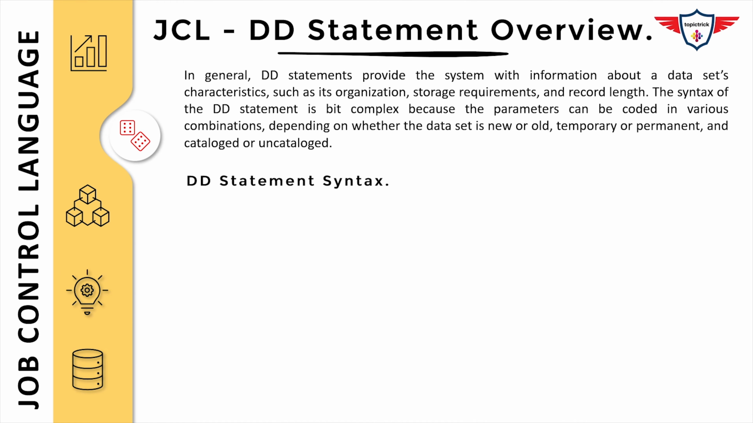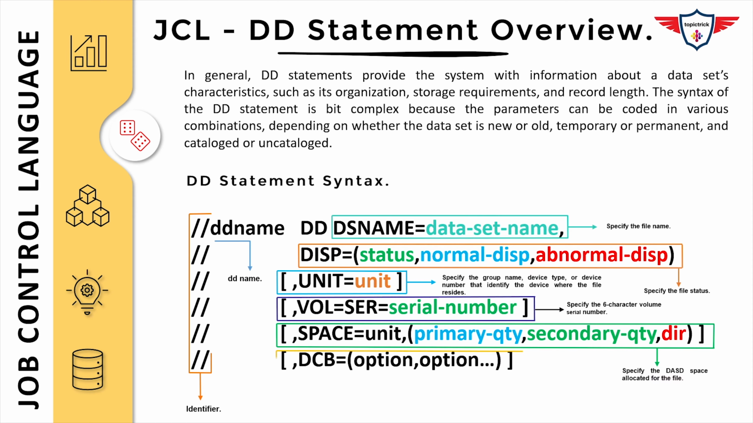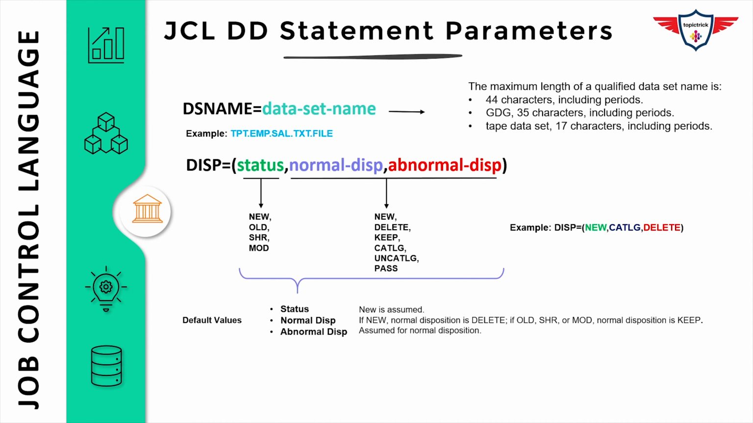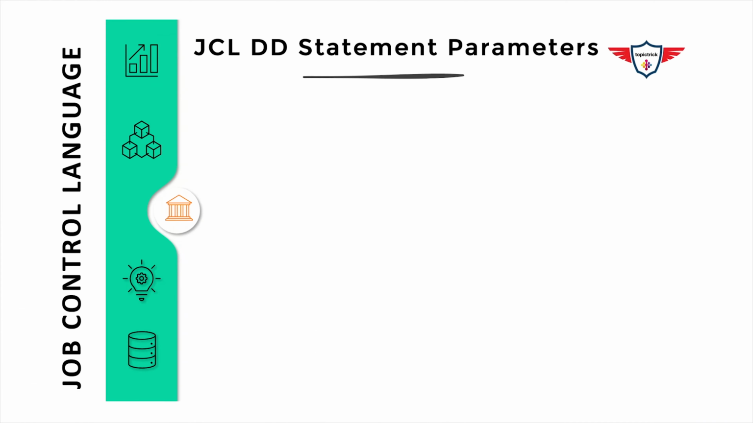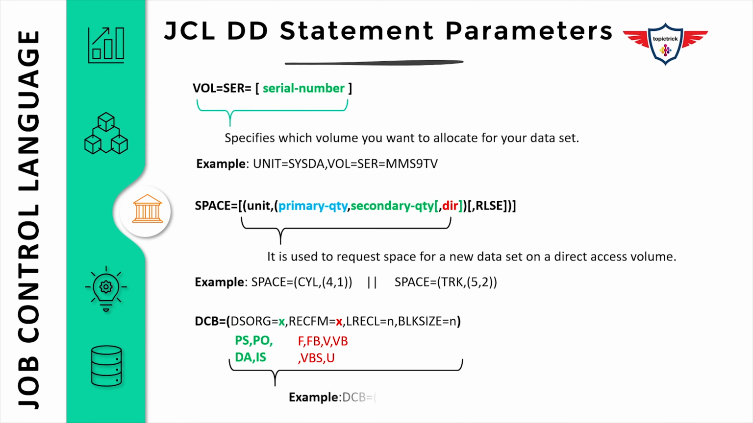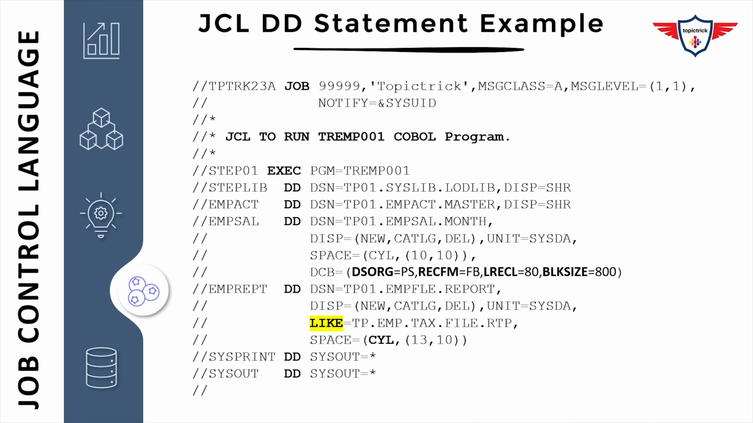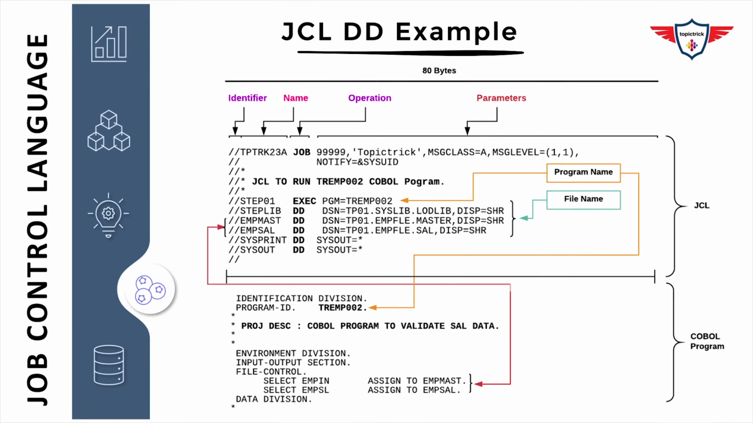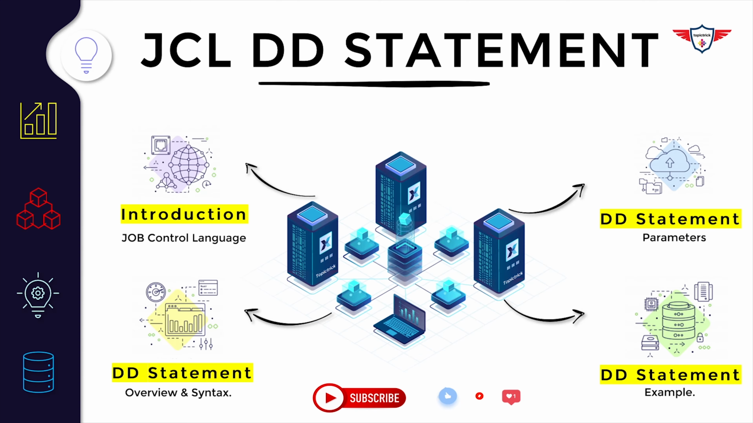In the second section we will focus on the JCL DD statement overview and JCL DD statement syntax details. In the third section we will focus on JCL DD statement parameters and how you can use these parameters to define a dataset in JCL. And in the last section we will focus on JCL DD statement examples, where we'll look at different examples of how you can create a dataset with the help of these JCL DD parameters and how you can use these datasets in your COBOL program and your JCLs.